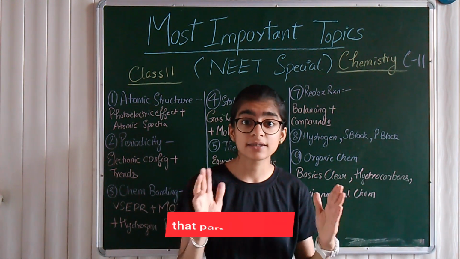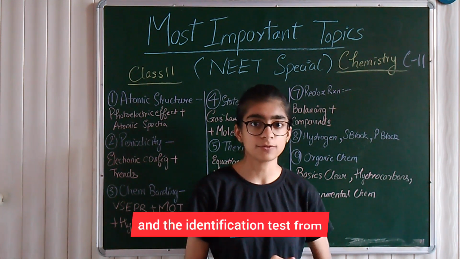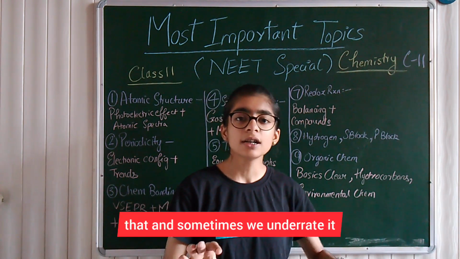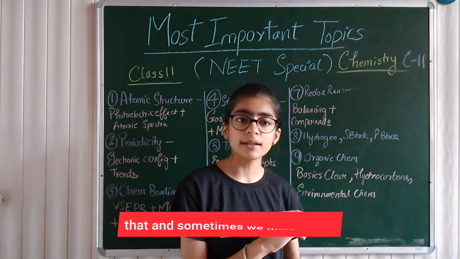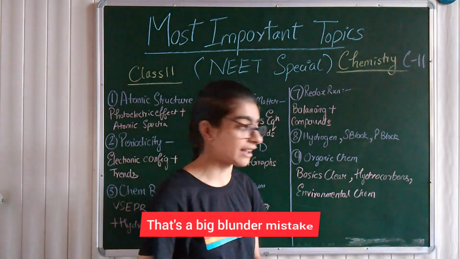And don't forget to revise that part on the tests: the Lassaigne's test, the sulfur test, and the identification tests from that chapter, because many times questions come directly from that, and sometimes we underrate it and leave it for the final exam. That's a big blunder.